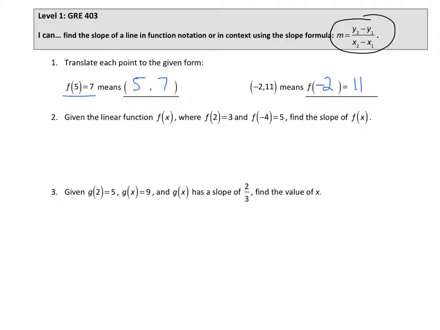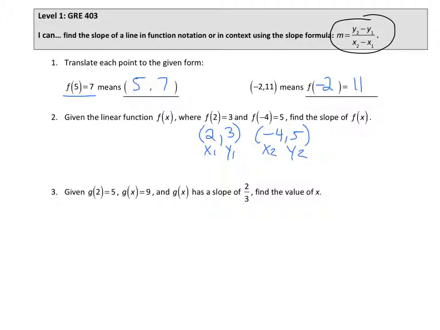In the second example, given the linear function f of x, where f of 2 equals 3 and f of negative 4 equals 5, find the slope of f of x. First, I think it's helpful to write our 2 points in point form the way we're used to. So f of 2 equals 3 is the same as the point 2 comma 3. F of negative 4 equals 5 is negative 4 comma 5. So that's my two xy pairs, my x1, y1, my x2, y2.